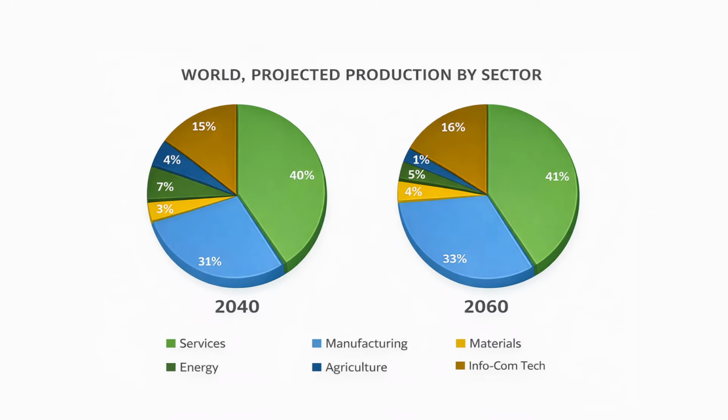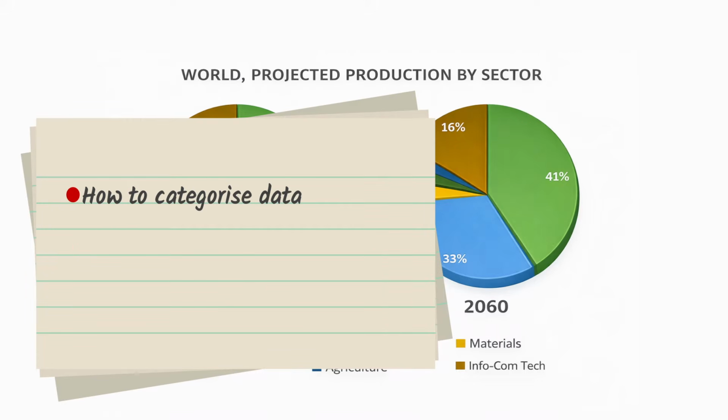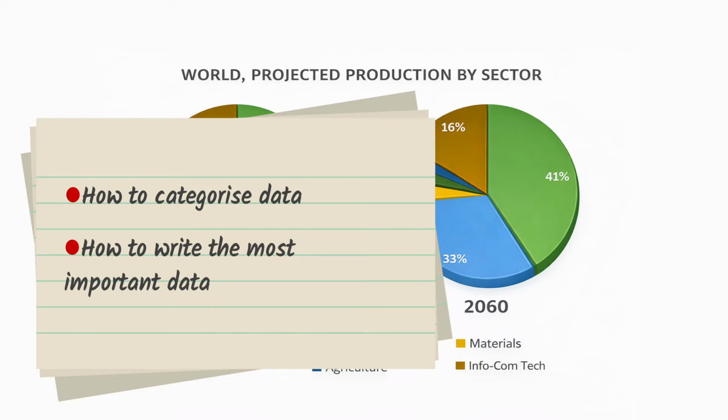I'm Ralph, and today we're going to work on Writing Task 1, Academic Task 1, and we are going to write a Band 9 report on a pie chart, one of the most complicated and difficult parts of Academic Task 1 writing. So many candidates I've seen struggle with this part, writing a very well structured and well organized report on pie charts. And we'll learn how to categorize data and how to write the most important data in our report.